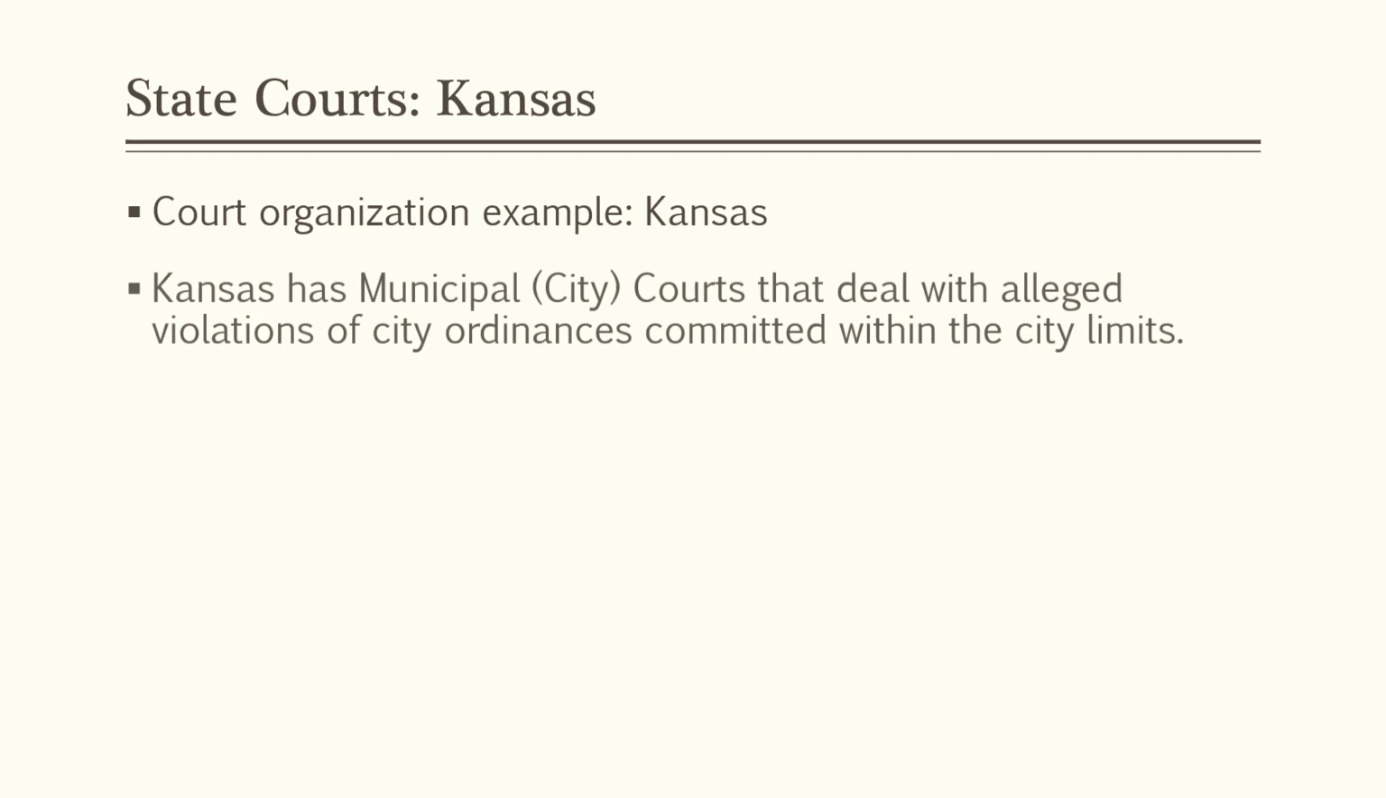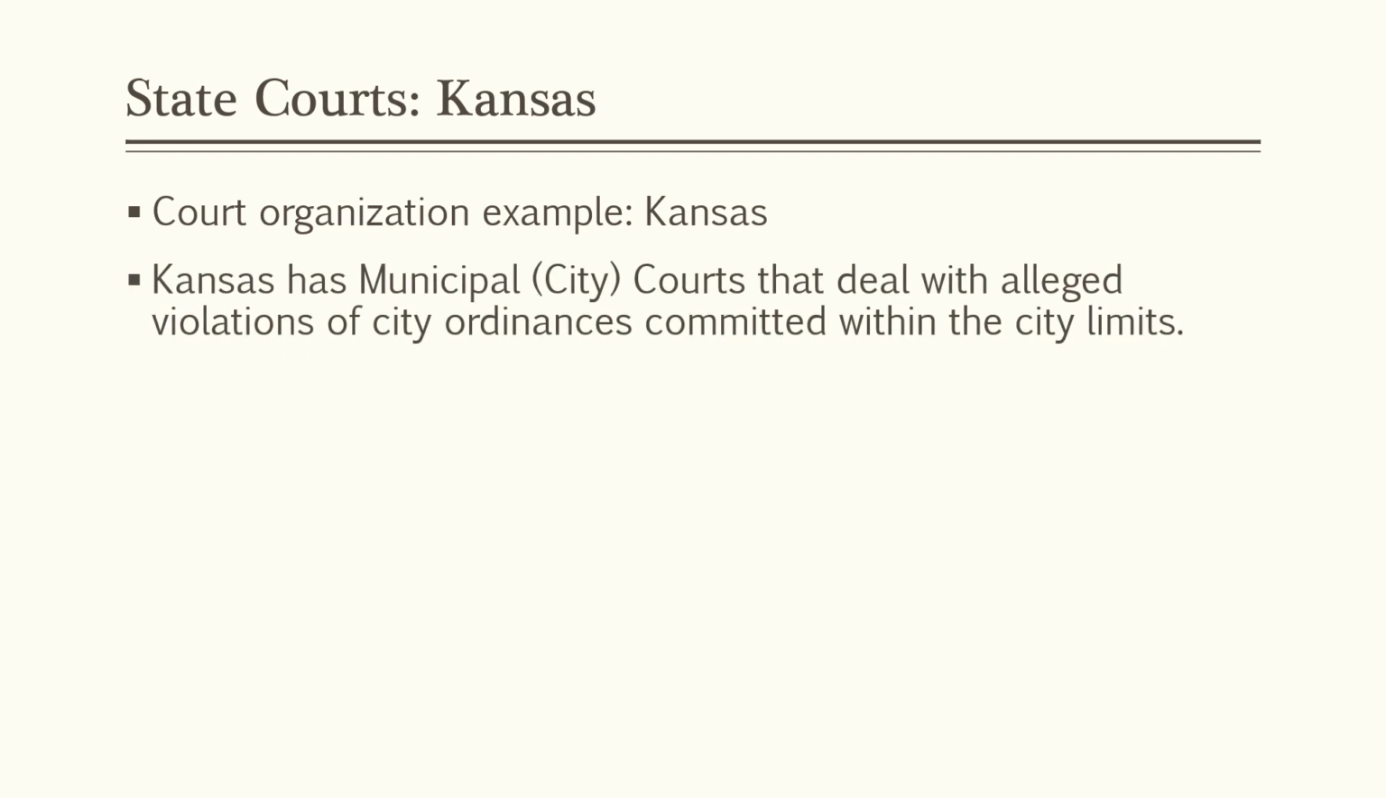This is not in your textbook. It is only available on these slides, so make sure that you take good notes. This is our example for court organization in Kansas. We're a fairly typical state, so I think it's a good example of how state courts are structured. Kansas has municipal, which is city courts, that deal with alleged violations of city ordinances committed within the city limits. For example, Wichita has a municipal city court.